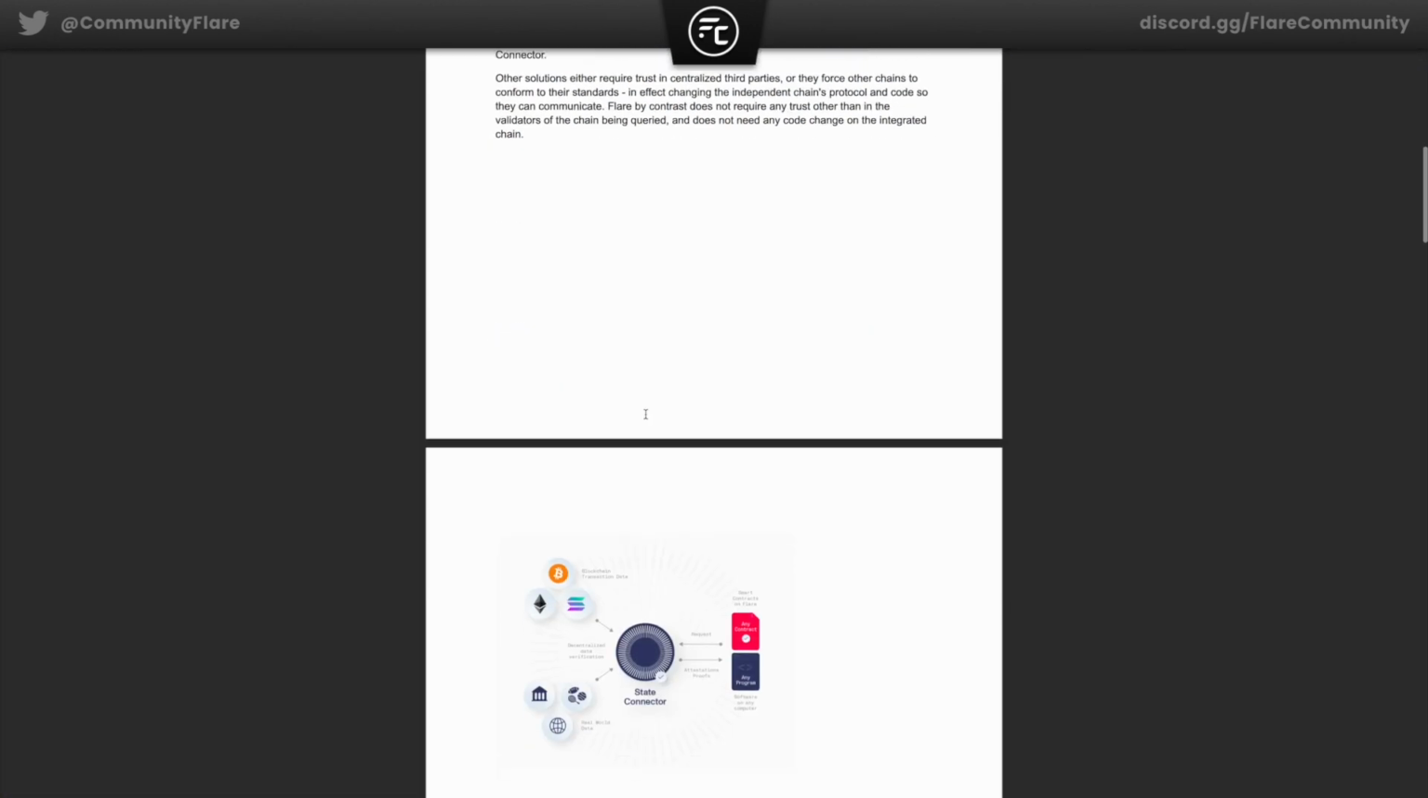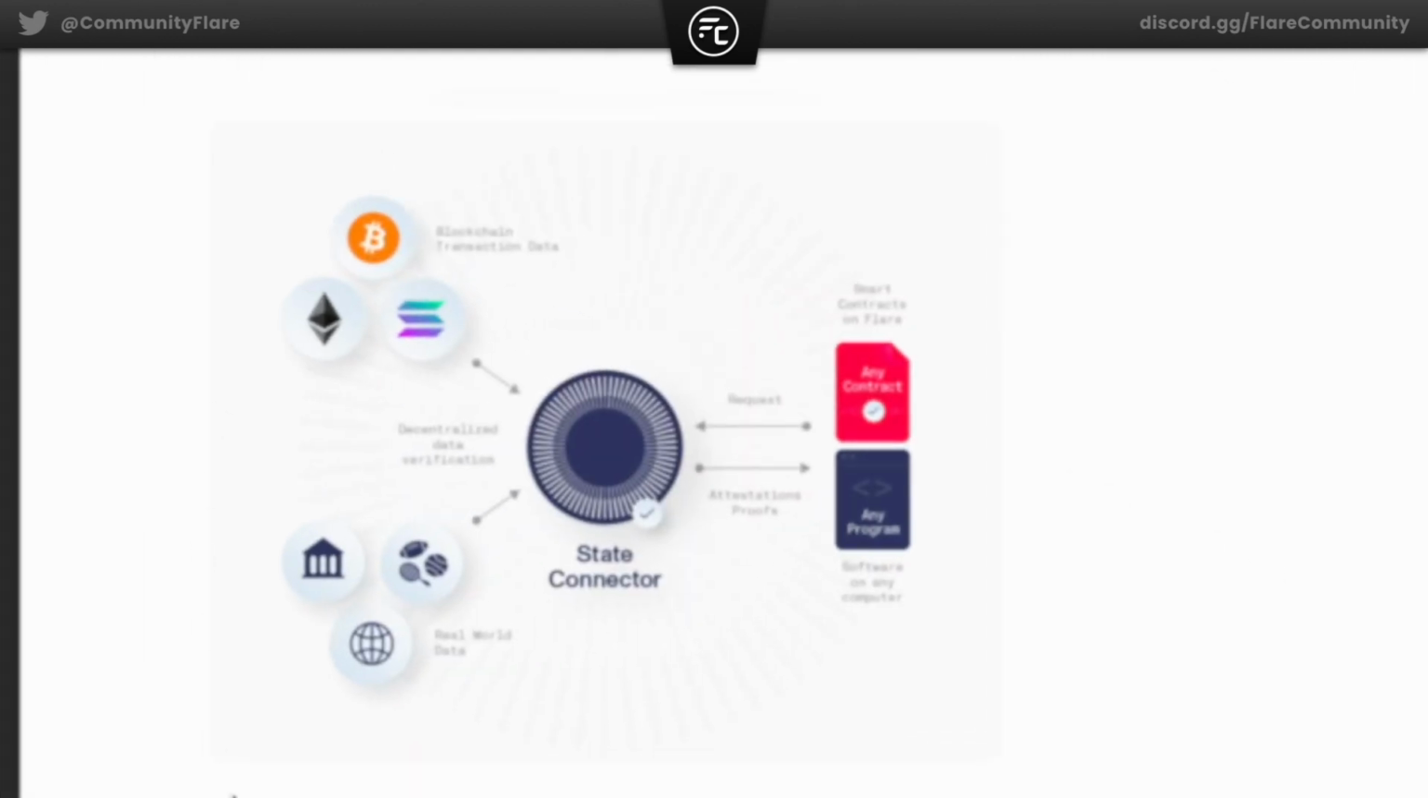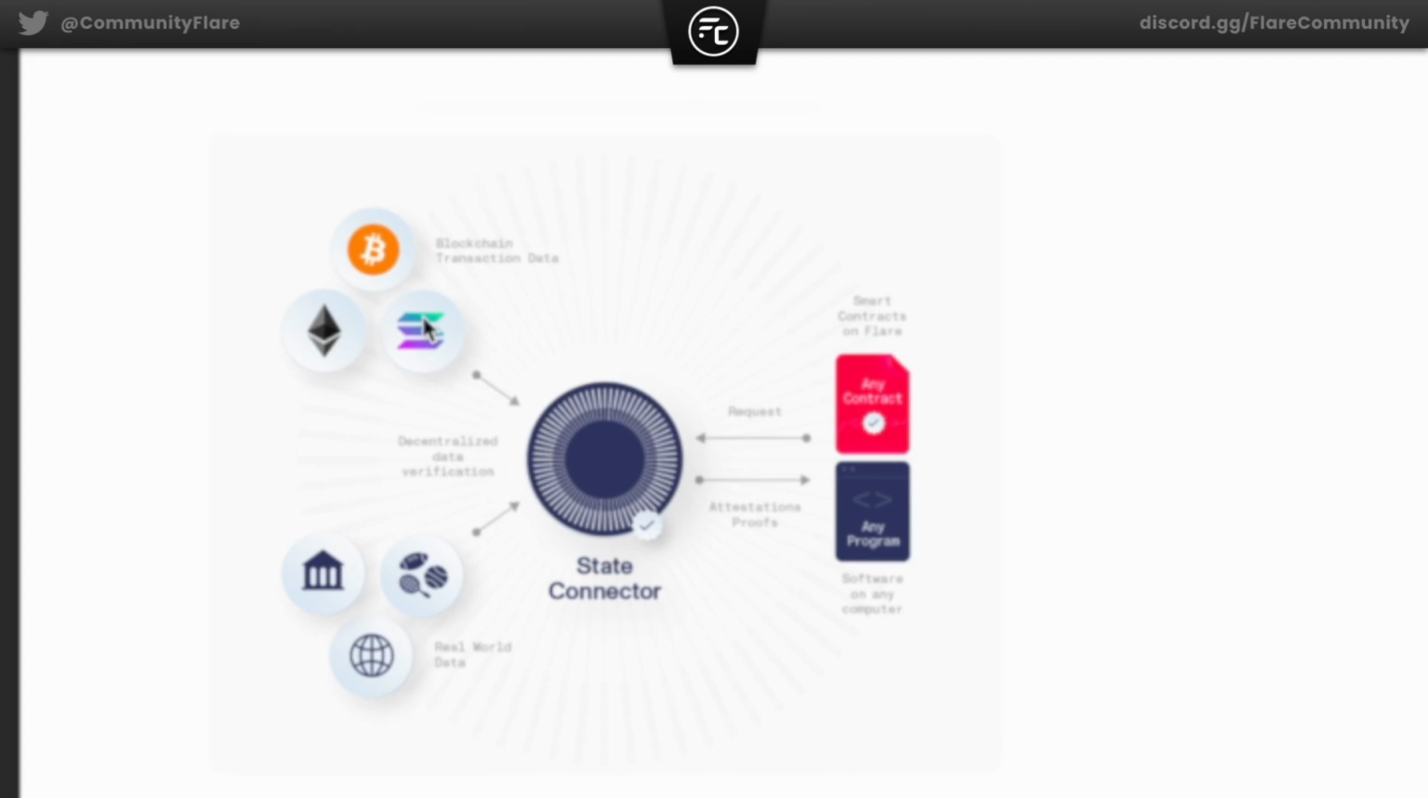So here we have a nice little diagram. On the left, as you can see, is the data inputs, and it's separated into two different parts. On the top here, you have the blockchain transaction data, and this can be any integrated chain, Bitcoin, Ethereum, Solana, you know, EVM compatible or not, it doesn't really matter. This is just transaction data going into the state connector.